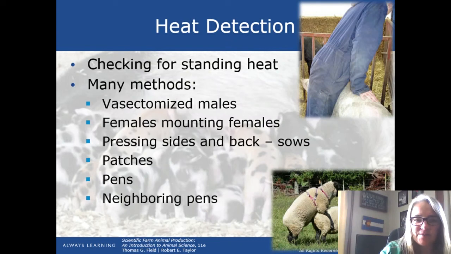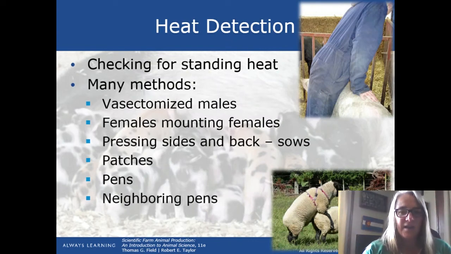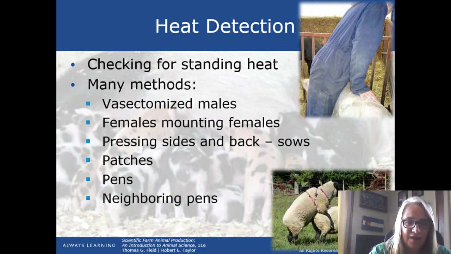We have to use heat detection to determine if an animal can be bred. And so there are many methods. Sometimes farms use a vasectomized male. There's a lot of pheromones that are emitted, so those animals react to each other differently. Sows can be determined by pressing on their back and their sides, and then sometimes patches are used.